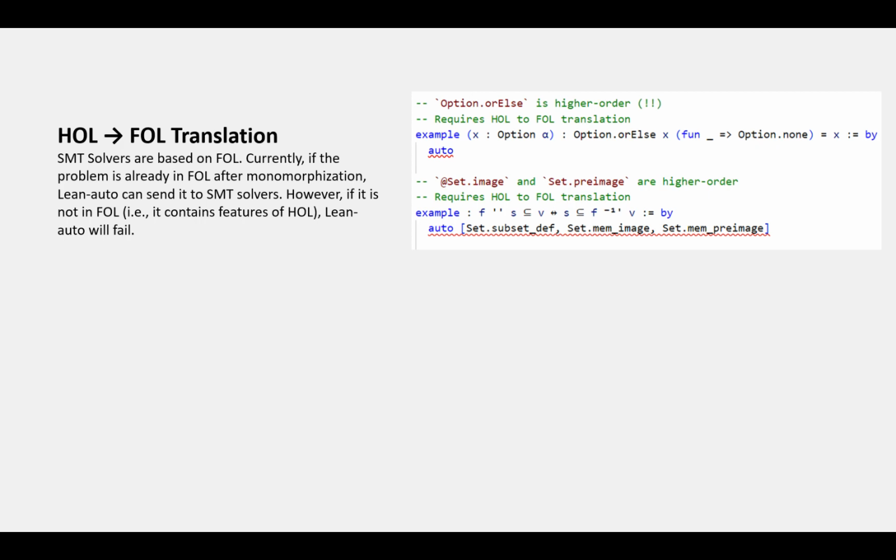So another missing component in LingAuto is the higher order logic to first order logic translation. So currently, we already have a translation from Lean to monomorphic higher order logic. However, we don't have a component from higher order logic to first order logic.